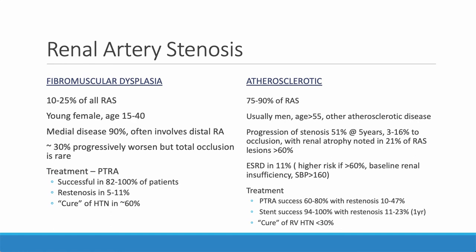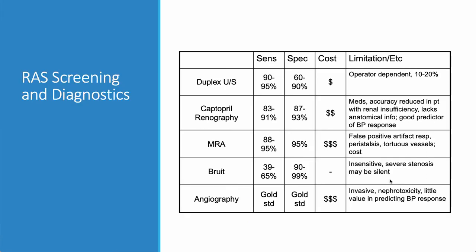Keep that in mind when you're seeing young people in the office and they have very difficult to control blood pressure or any hypertension to begin with. Then there's atherosclerotic renal artery stenosis. This is 75 to 90% of all renal artery stenoses. This is usually men who are older, and this is the result of atherosclerosis. Okay? It can lead to end-stage renal disease, and even though we only cure hypertension 30% of the time when we fix this, we need to do it to preserve the kidney and avoid end-stage renal disease.